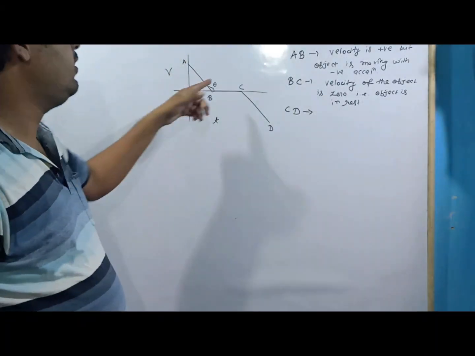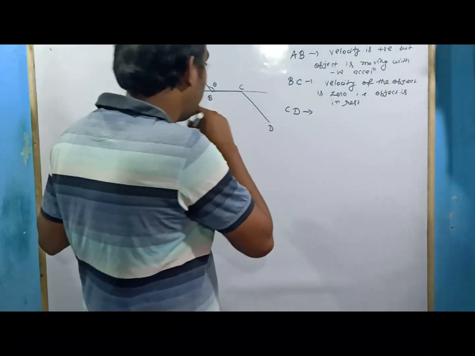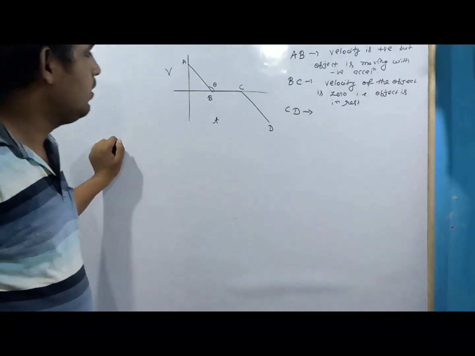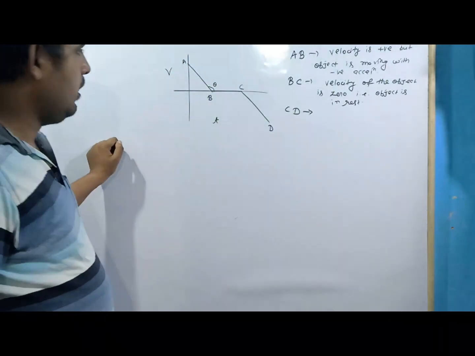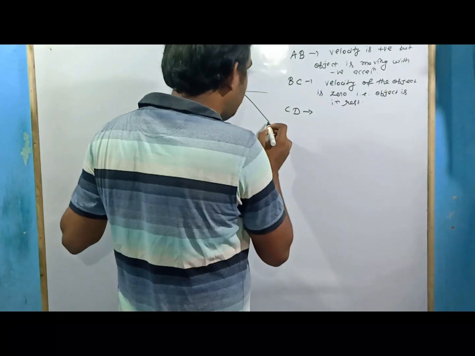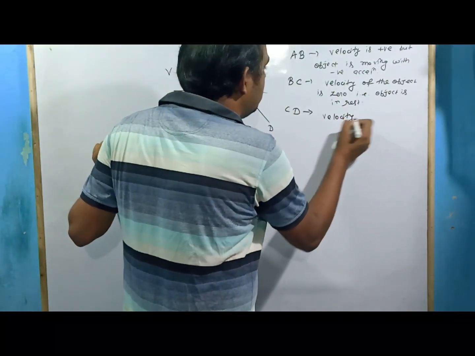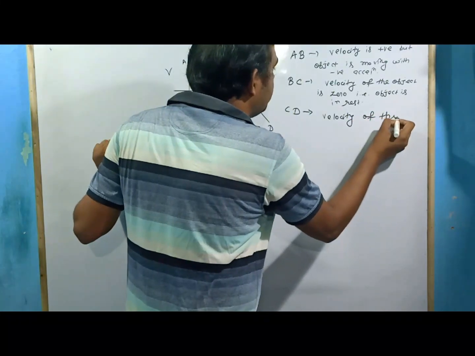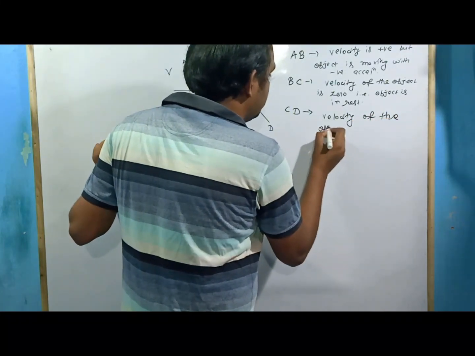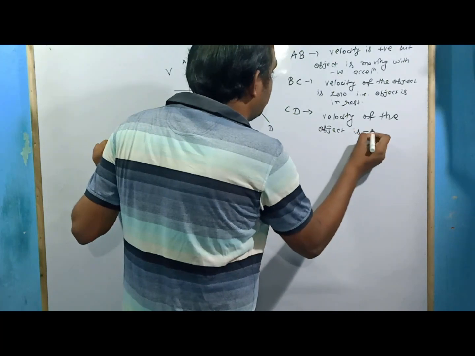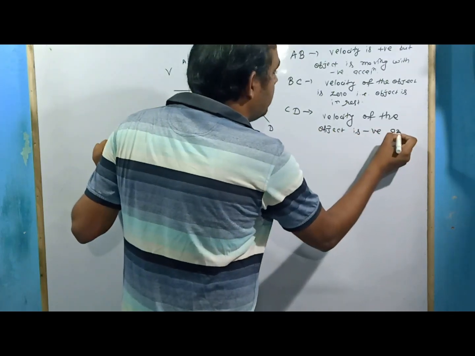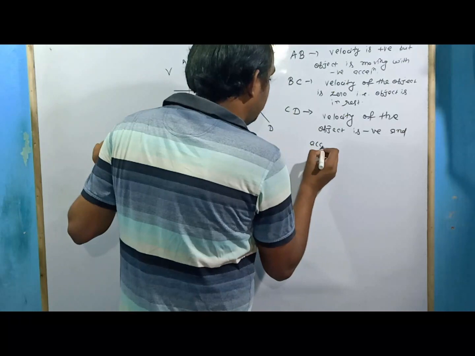Then after that, C to D, what is happening over here? Okay, now I can see that the velocity of the object is negative. The velocity of the object is negative and acceleration is also negative.